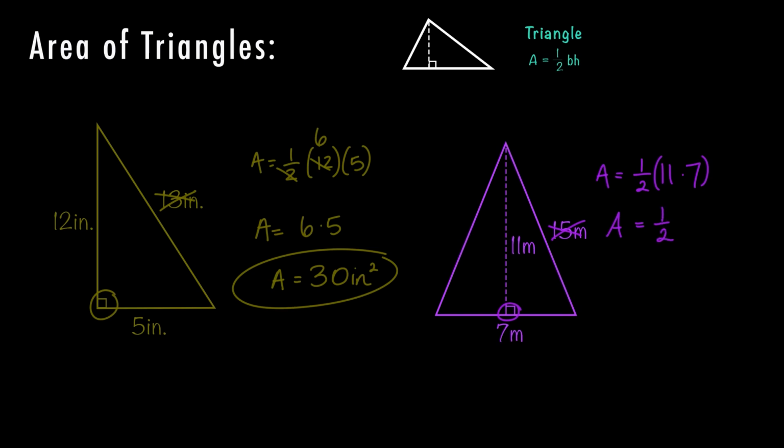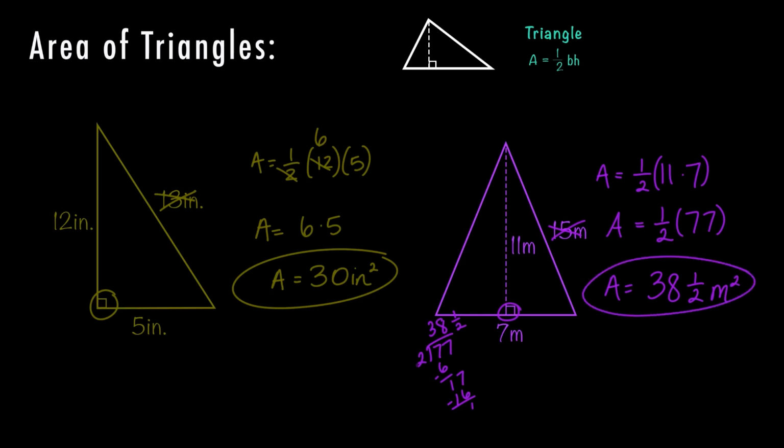So I have 1/2 times 7 times 11, which is 77. And my answer is going to be half of 77. So I'll do the division over here. And I'm going to end up with 38.5, or 38 and 1/2, either way it wants you to write it, meters squared. So pay attention if it asks for decimals as opposed to fractions, your answer would be 38.5. If it wants the fraction version, you're going to have 38 and 1/2. Those are equivalent.